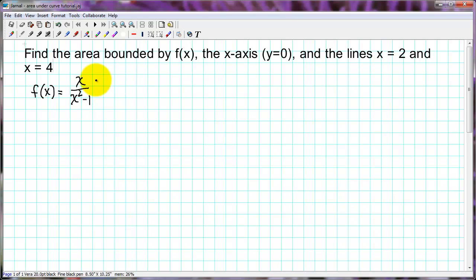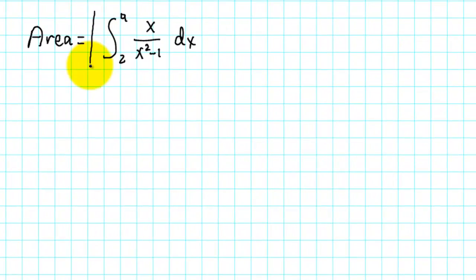And our only x-intercept would be at x equals 0, so we know that in the interval from 2 to 4 the curve is all on one side of the x-axis. So we can set up our problem as a single integral. And again, just to be safe, I'm going to put the absolute value here in case this function is below the x-axis, we would get a negative number, and we can't have negative area. We'll deal with that at the end to see what we come up with.